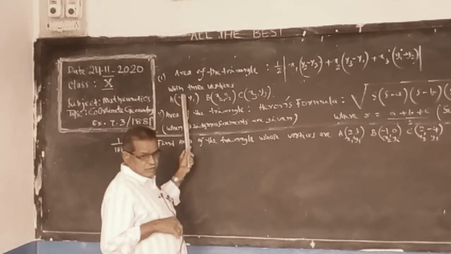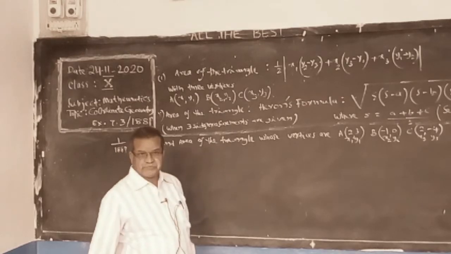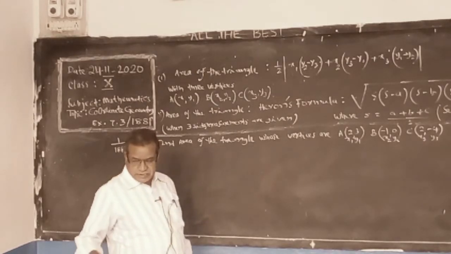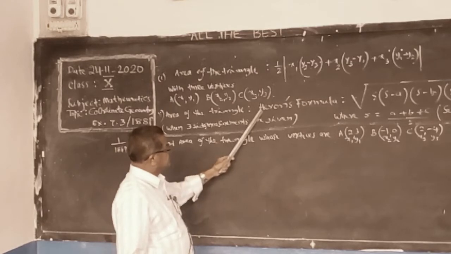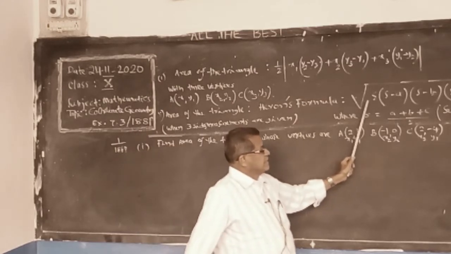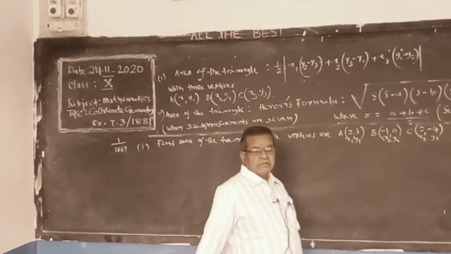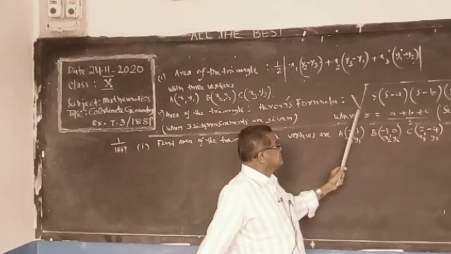The vertices are A (x1, y1), B (x2, y2), C (x3, y3). This is Heron's formula when three side measurements are given, which we did in lower classes, 8th and 9th, where s is the semi-perimeter.